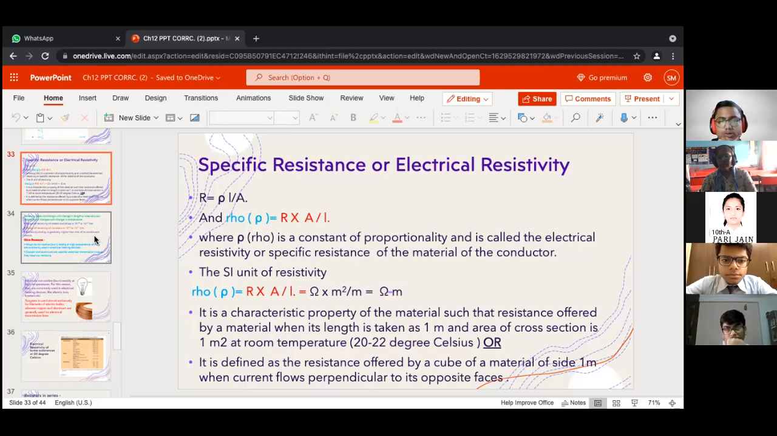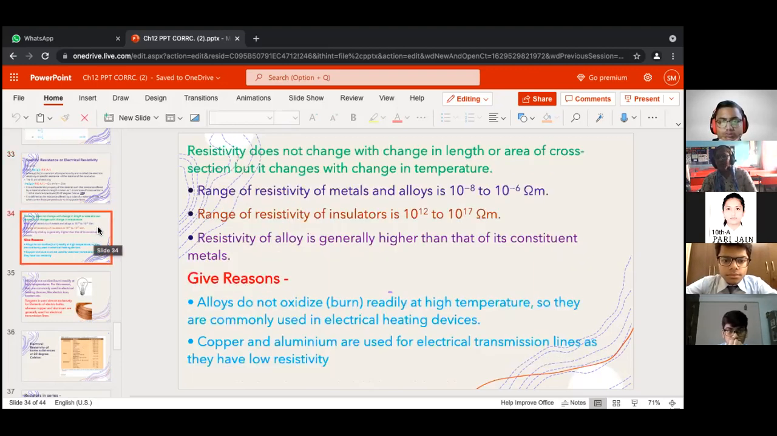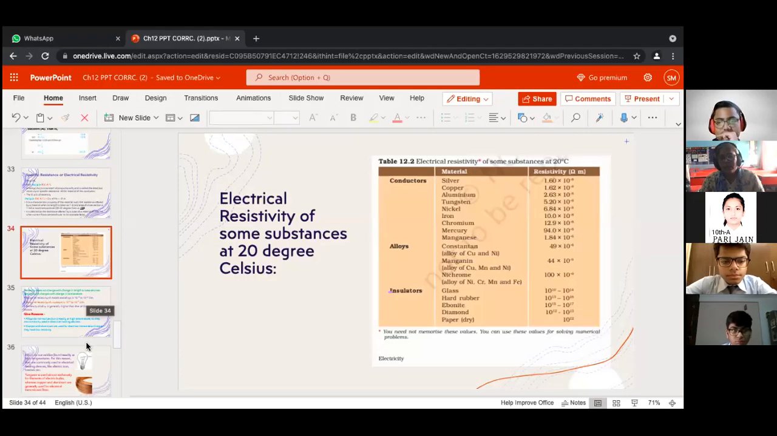Now we will see the specific resistance of many other materials. So children, if we see this table 12.2 in our NCERT, we see that conductors have specific resistance or electrical resistivity of, you can see, 1.6 into 10 to the power minus 8 ohm meter, to manganese, which is the last one, a good conductor, 1.84 into 10 to the power minus 6 ohm meter, right?